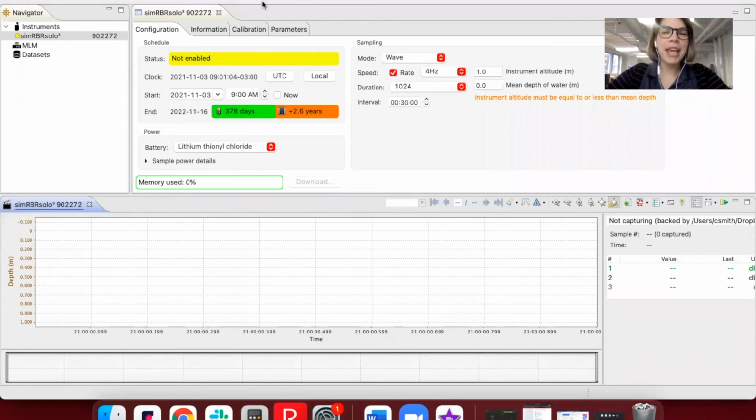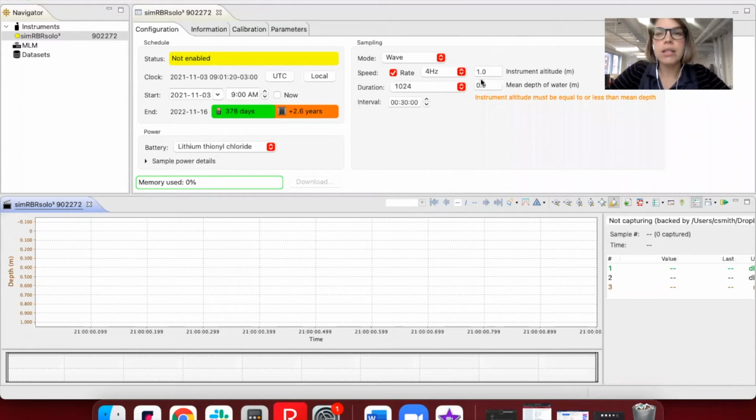Hi, Candace Smith here from RBR, and today I'm going to show you how you can use Ruskin to determine what wave periods you'll be able to capture with your wave logger. So here in Ruskin, I've simulated an RBR Solo D wave 16. So it's one of our common wave loggers.